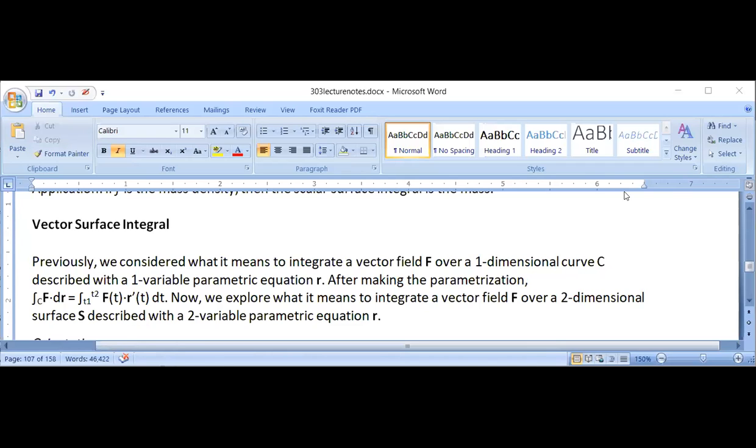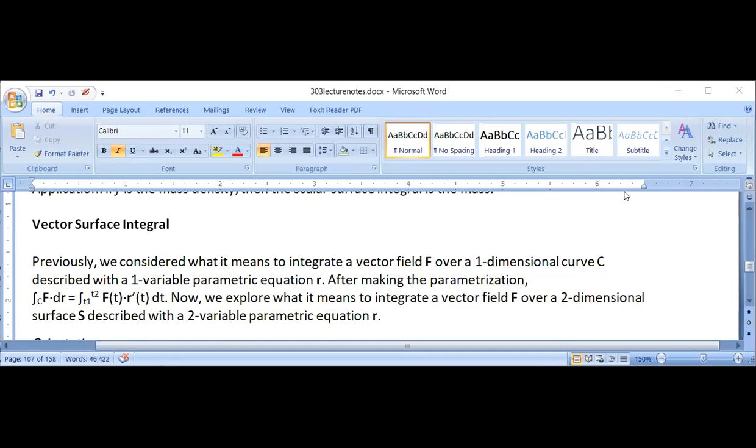So it worked out like this. The line integral over the curve of F dot dR, written out, parameterized, looks like this. The integral between your boundary values t1 and t2 of your vector field F, now a function of t, dot vector dR/dt, all of that dt.